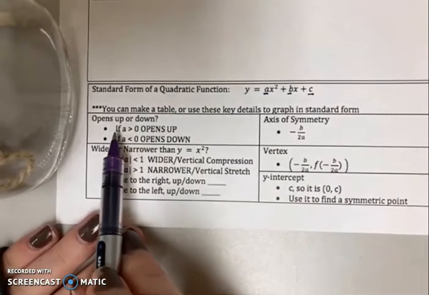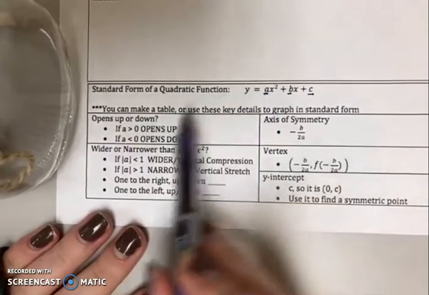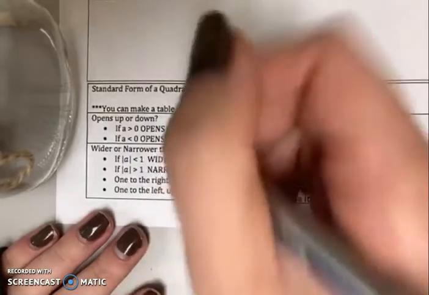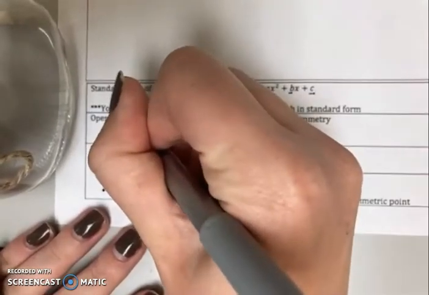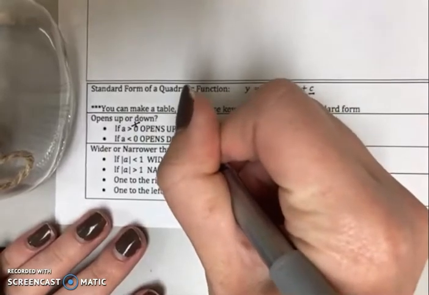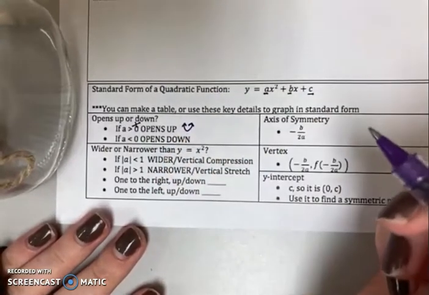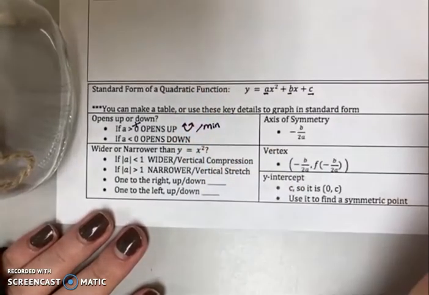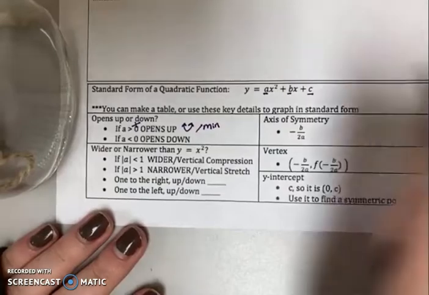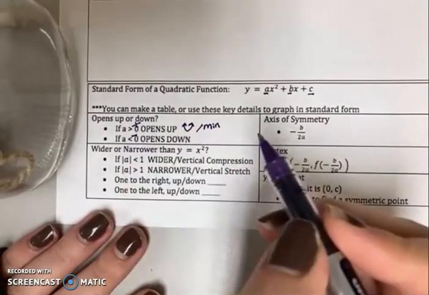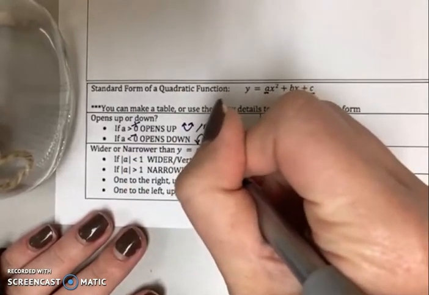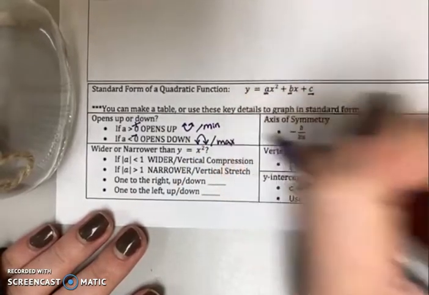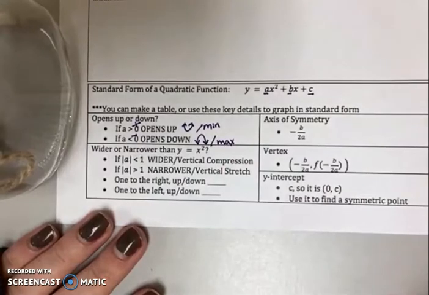Whenever we take a look at a, a tells us specific things about the graph. If a is positive, so greater than 0, it's going to open up, looking something like this. If it opens up, that means we're going to have a minimum for the vertex. If a is negative, then the graph is going to open down, and if it opens down, we're going to have a maximum for the vertex.